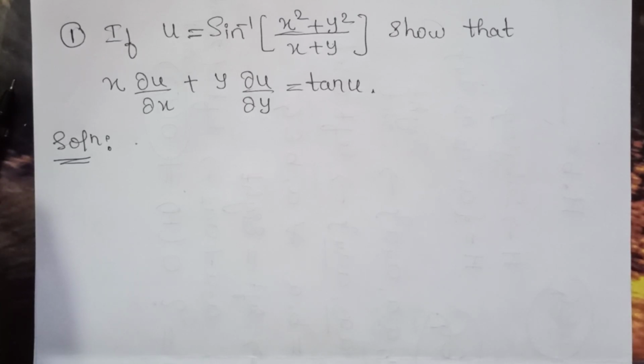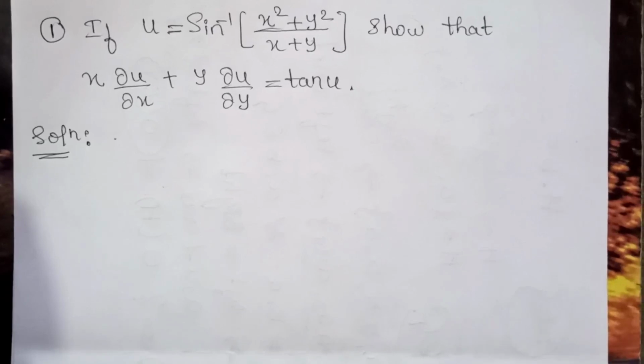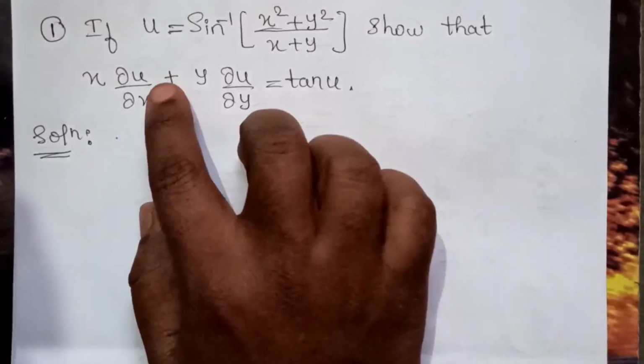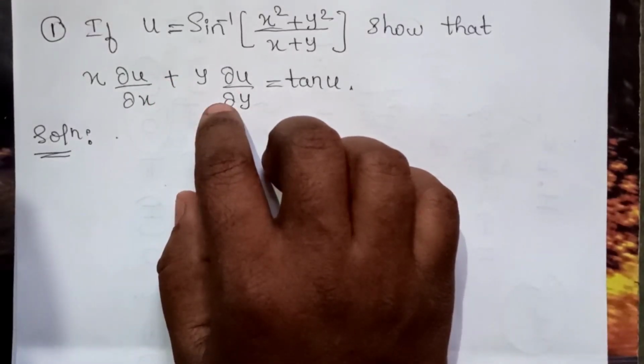In the first class we have seen the definition of homogeneous function and Euler's theorem of the homogeneous function. In the second class we have verified Euler's theorem for the homogeneous function. So in this class we are going to prove some identities by using the same Euler's theorem.